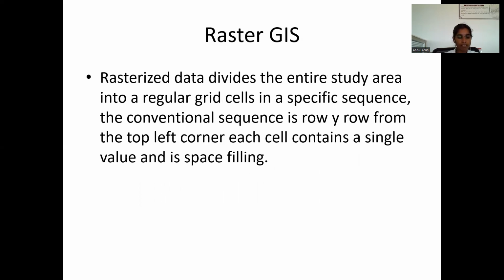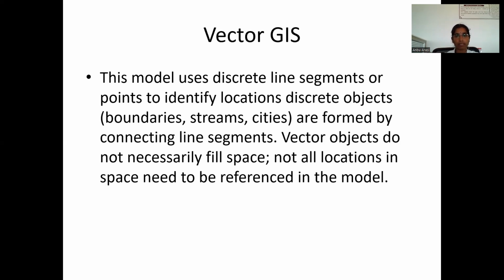Raster GIS. Rasterized data divides the entire study area into a regular grid of cells in a specific sequence. The conventional sequence is row by row from the top left corner. Each cell contains a single value and is space filling. Cell values: each pixel or cell is assumed to have only one value. This is often inaccurate because the boundary of two soil types or vegetation and concrete may run across the middle of a pixel. This is called a mixed pixel.